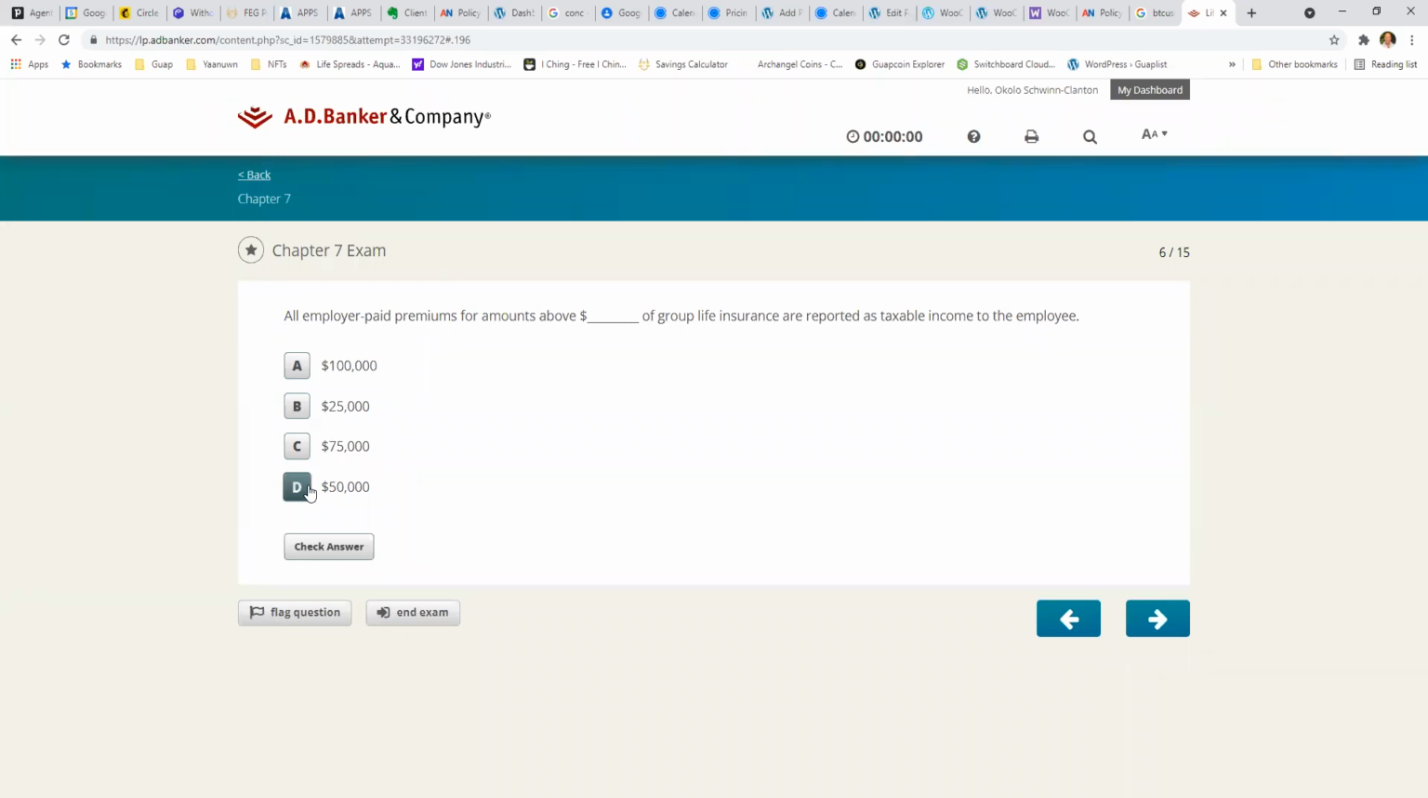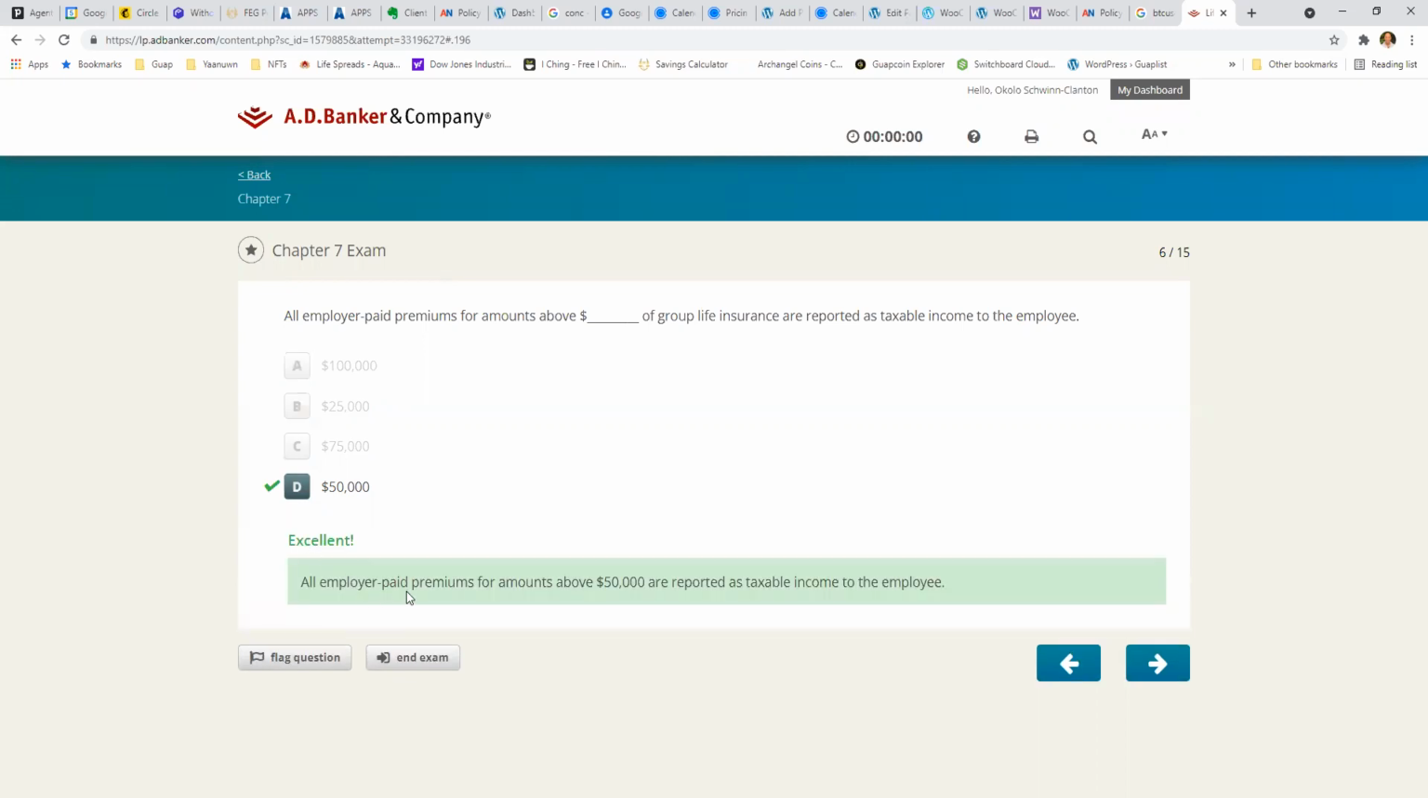Anyone else remember anything different? Nope. All employer paid premiums for amounts above 50,000 are reported as taxable income to the employee.